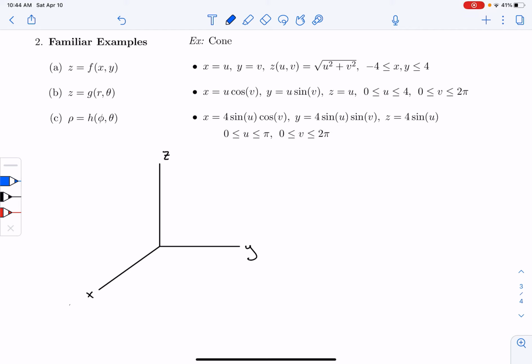I would now like to give an example of a parametric surface that can be described in 3 different ways. So this example is going to be a cone. And for this cone, we're going to let x be u, y be v, and then z of uv is the square root of u squared plus v squared. So you can think about the expression for the cone that we had before, that z of xy is the square root of x squared plus y squared.